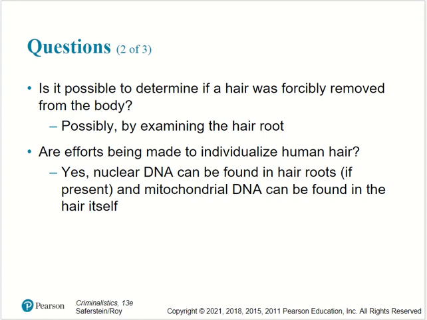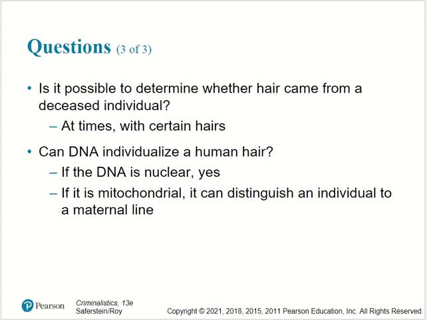Are efforts being made to individualize human hair? Yes. Nuclear DNA can be found in hair roots, if present, and mitochondrial DNA can be found in the hair itself. Is it possible to determine whether hair came from a deceased individual? At times, with certain hairs. Can DNA individualize a human hair? If the DNA is nuclear, yes. If it is mitochondrial, it can distinguish an individual to a maternal line, as in any sons to their mothers, or any daughters to their mothers and their mother's mother's mother. That would be the maternal line.